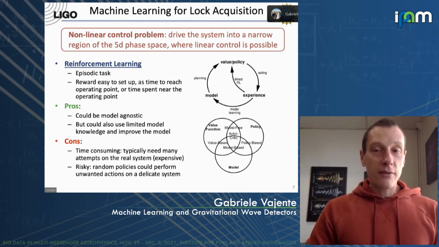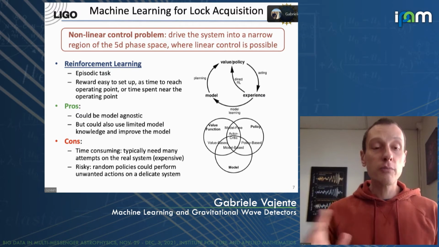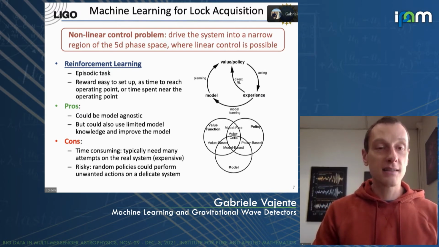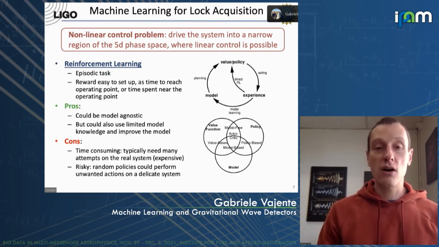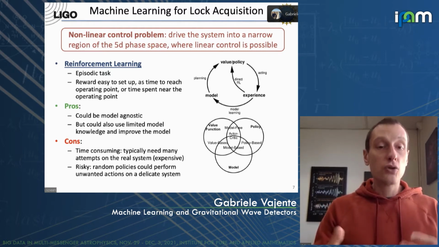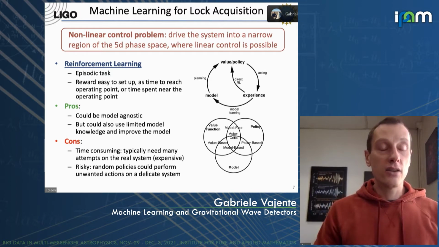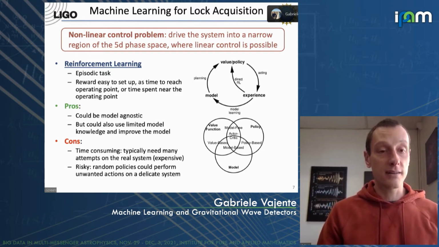So this seems very interesting, and the pro is that it could be completely model agnostic. People have typically trained reinforcement learning systems to learn to do tasks from scratch without any previous knowledge of what was going on. But of course, if you have some model knowledge, the knowledge of your system, you could use it, and then you can even improve your knowledge with reinforcement learning.